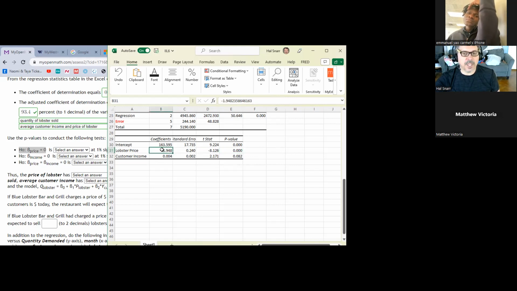We're actually testing whether this is equal to 0, right? So the difference between this negative number and 0, that's a significant difference. So we're saying that this number right here, the coefficient, is significantly different than 0 because the p-value is so close to 0, right? So we're concluding that this is not 0. We're saying it's negative 1.948, right? So are we rejecting or accepting or failing to reject that hypothesis?